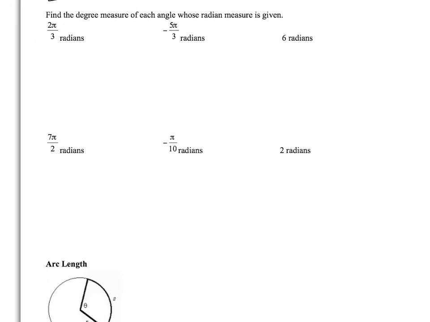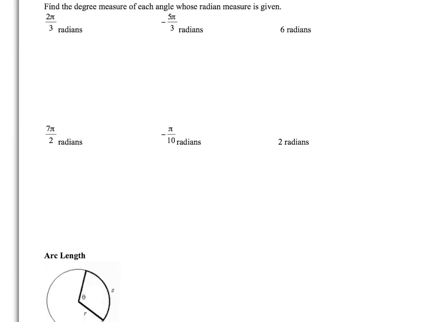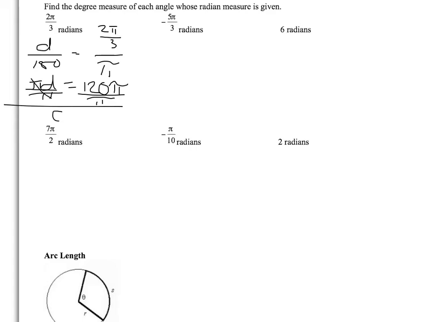Moving down. Find the degree measure of each angle whose radian measure is given. This is going the other way around. Okay, so we'll start with the proportion. d over 180 equals my radian value, 2 pi over 3 over pi. Cross multiply. Pi d equals, and then you take 180 times 2/3 in your calculator, and it ends up giving you 120, so it's just going to be 120 pi. To solve for d, we divide by pi. And you get d equals 120.